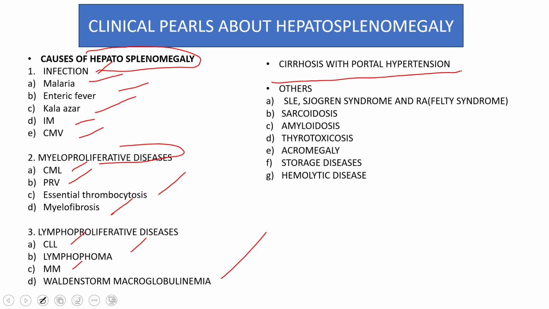Then other causes include connective tissue disorders like SLE, Sjogren syndrome, and rheumatoid arthritis causing Felty syndrome, sarcoidosis, amyloidosis, thyrotoxicosis, acromegaly, everything gets enlarged, storage disease, which includes glycogen storage disease and lysosomal storage disease, and hemolytic anemia.